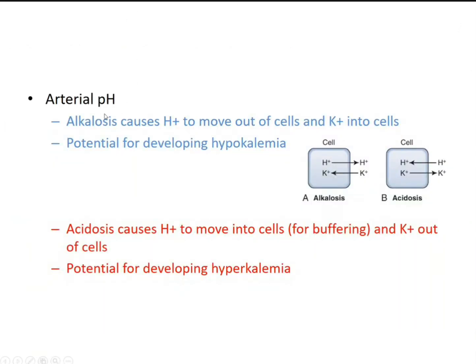So essentially what happens in alkalosis causes H plus ions to move out of the cells and potassium ions into the cells. So along with that, you are also going to have an electrolyte imbalance. So acidosis causes the reverse. Acidosis causes H plus to move into the cell because there's so much H plus in the extracellular compartment. Because of the gradient, it has to go inside the cell. And when it does, in exchange, potassium comes out. So acidosis is often associated with, or there's a risk for developing, hyperkalemia. And in alkalosis, there's a risk for developing hypokalemia.